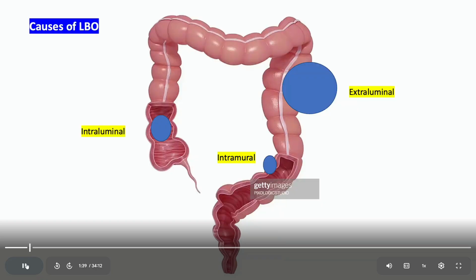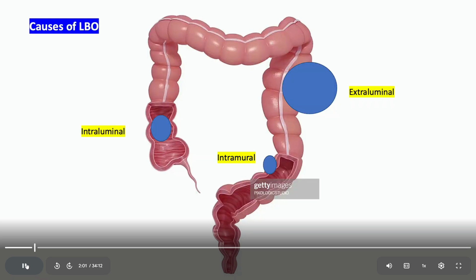Number 2 is extraluminal, where the obstruction is secondary to factors or conditions outside the intestine that cause compression to the intestine, such as adhesions, hernias, volvulus, and extrinsic tumors such as ovarian and pelvic masses.